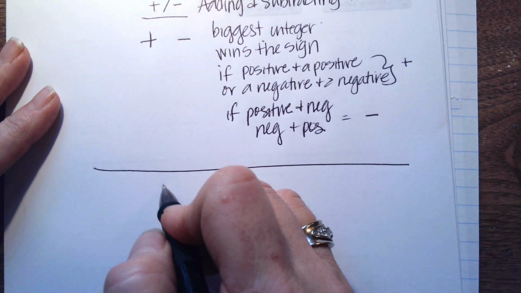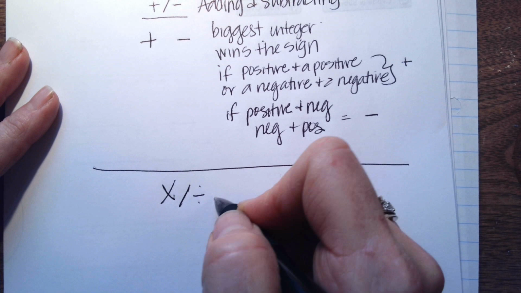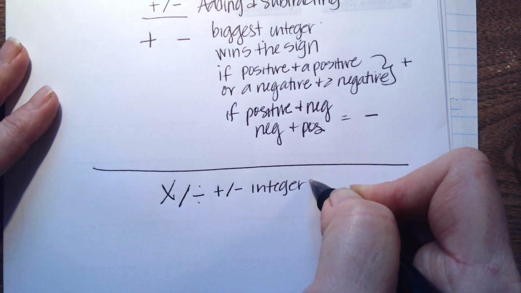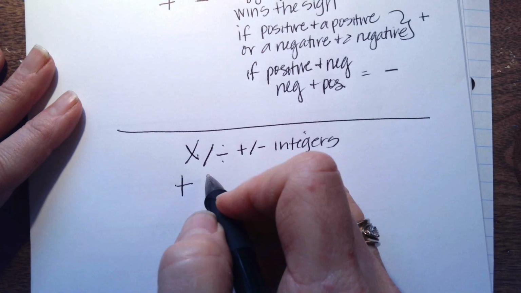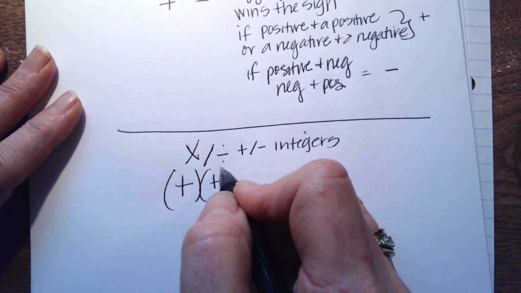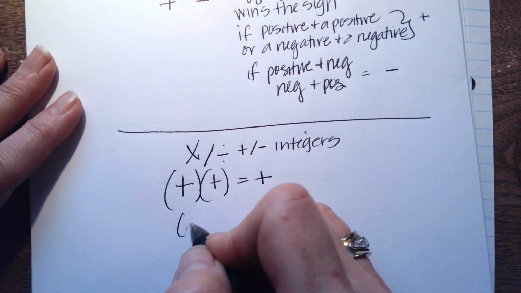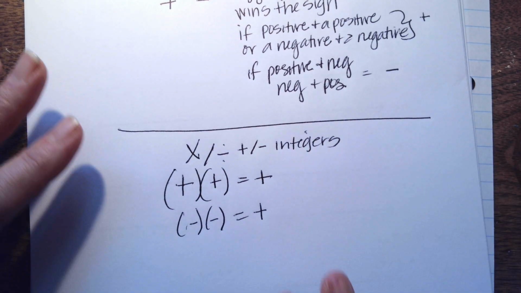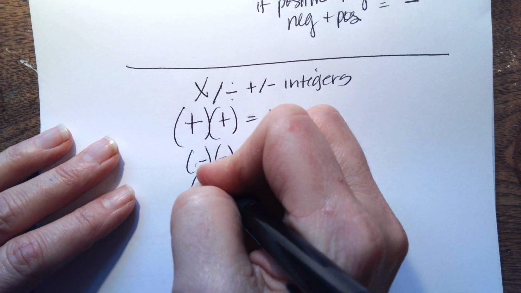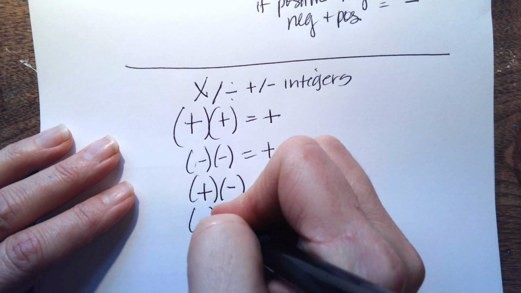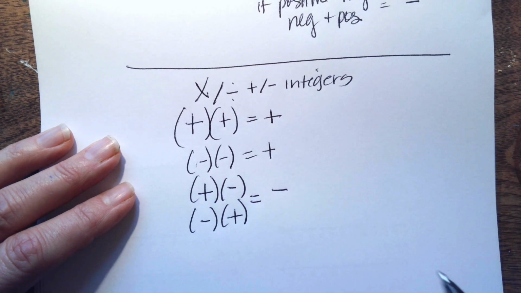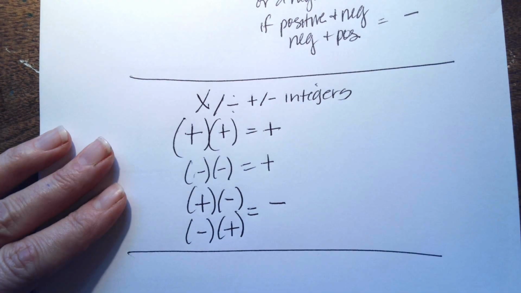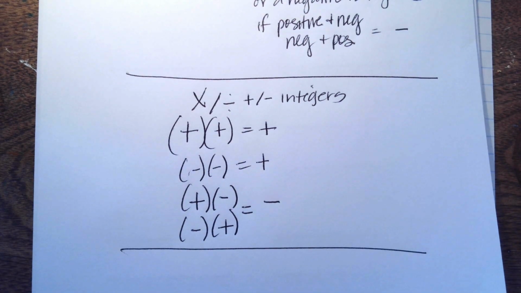If you are multiplying or dividing positive and negative integers, a positive times a positive equals a positive. A negative times a negative equals a positive. A positive and a negative, or a negative and a positive, equal a negative. So these are important to remember when you're adding and subtracting and multiplying and dividing integers.